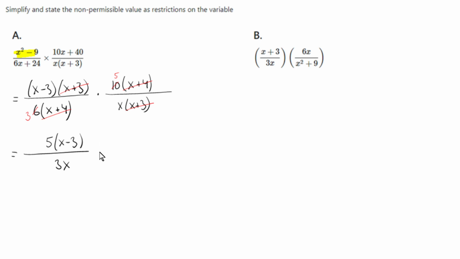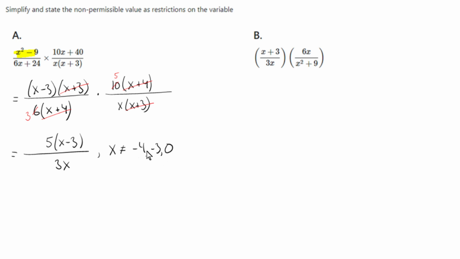So our non-permissible values here will be that x cannot equal 0, right there. Over here, x can also not equal negative 3. And over here, x cannot equal negative 4. So normally when we're indicating the non-permissible values, we want to write them from smallest to largest. So I'm just going to rewrite this. So it's going to be negative 4, negative 3, and 0.